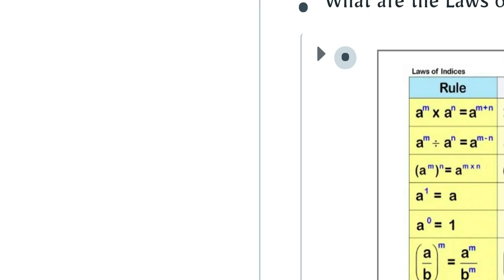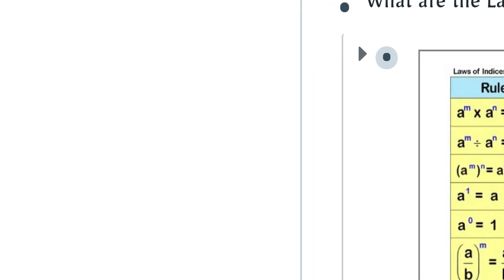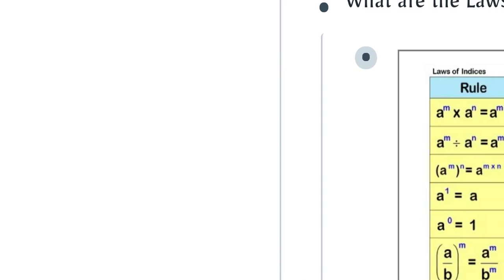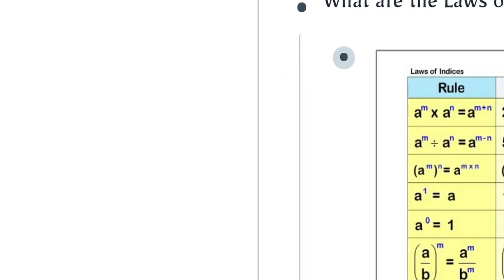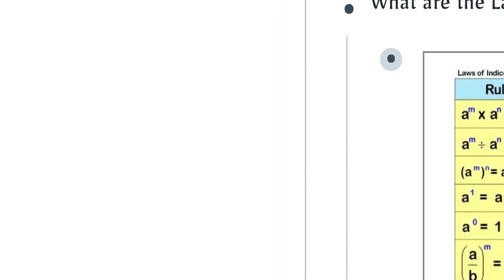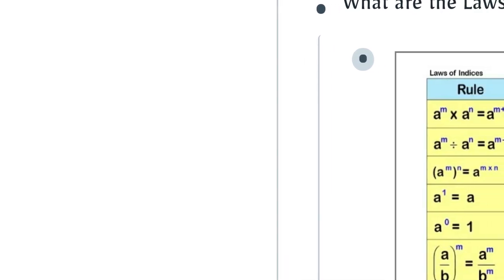So let's go to A to the M times A to the N. What's the rule there? When you multiply two numbers with the same base, what do you do to the powers? Add them. Perfect. So we have A to the M plus N. Excellent. Now let me select PL. If we have A to the M divided by A to the N, what was the rule? You subtract. Excellent.